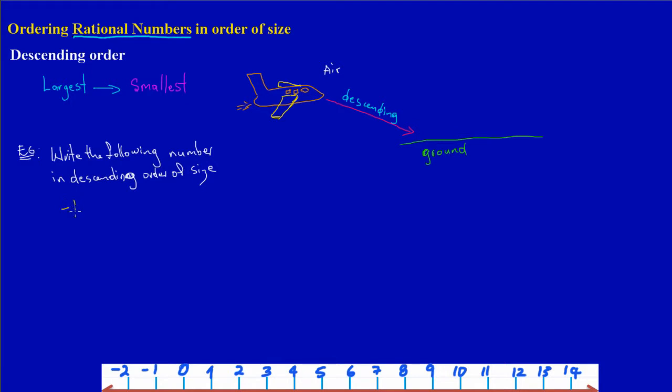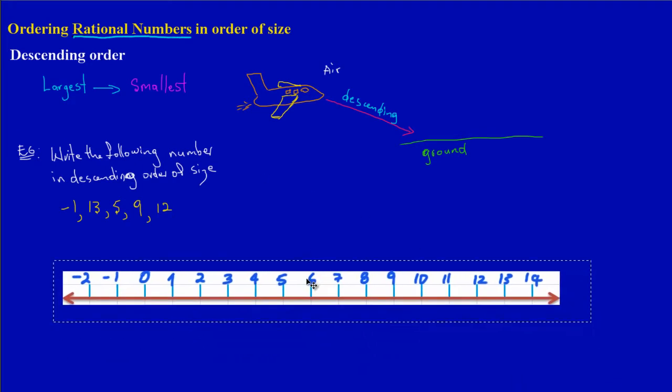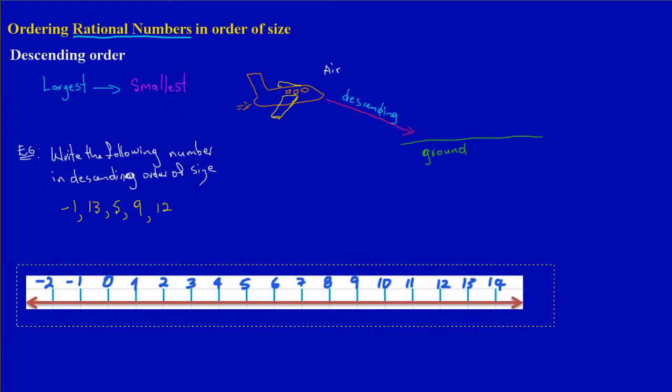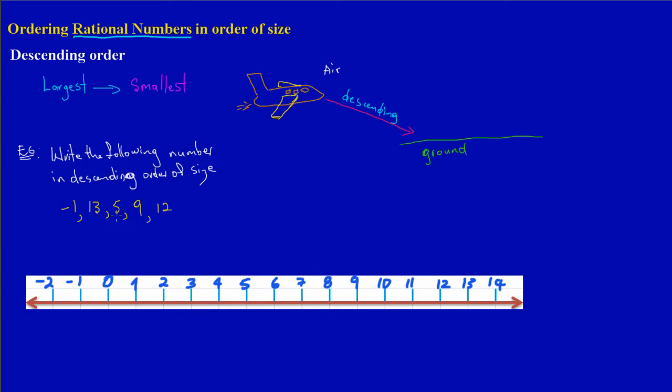We are given -1, 13, 5, 9, and 12. In writing these numbers in descending order of size, I'll just use a number line to give us a better appreciation of what we are speaking about. So let me just pull it up a bit. We're asked to write -1, 13, 5, 9, and 12 in descending order of size.